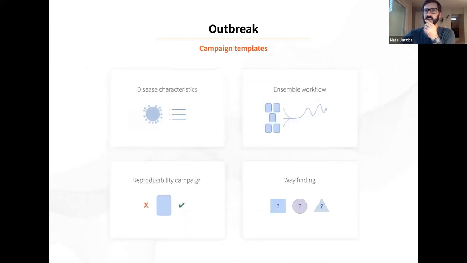Some of the things we're working on are more community-tailored and specifically structured research campaigns. I'll just go through these really quickly, but there are different types of dashboards and ways to aggregate those results that will be a little more turnkey for people in that specific community to get going with. So for disease characteristics, you can have a dashboard where you're just reporting the infection fatality rate, the incubation period, things like that.